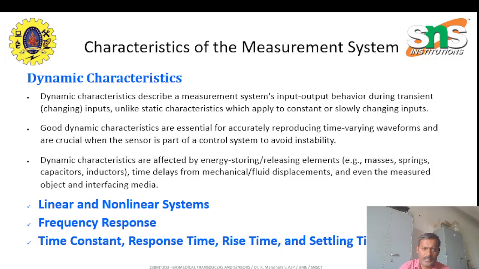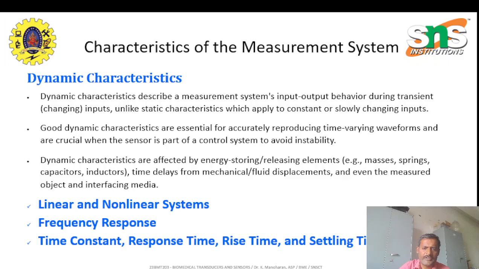So good dynamic characteristics are essential for accurate reproduction of time-varying waveforms, and it is crucial whenever you use the sensors as a part of a control system, to avoid instability. Because whenever you are using these sensors in a crucial part, the sensor result is most important. There, if the input-to-output relation is not proportional immediately, or for example the output changes slowly, what happens? It creates an unstable system.